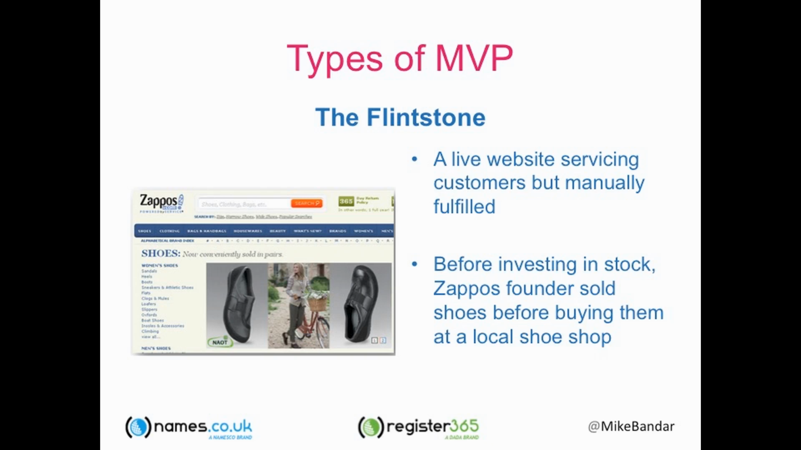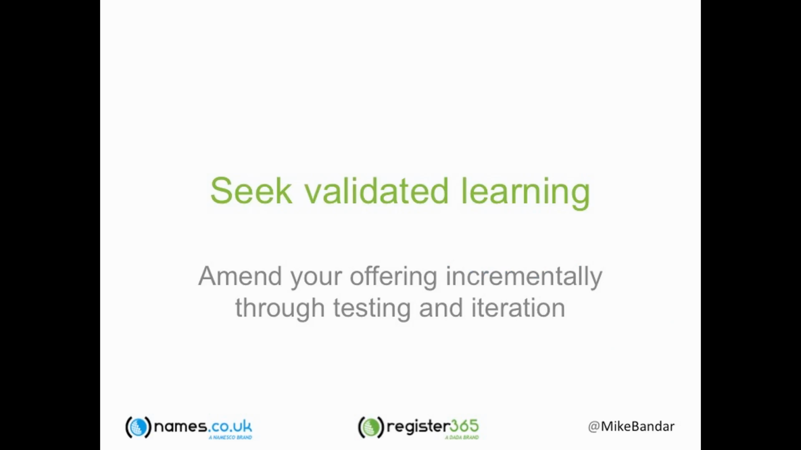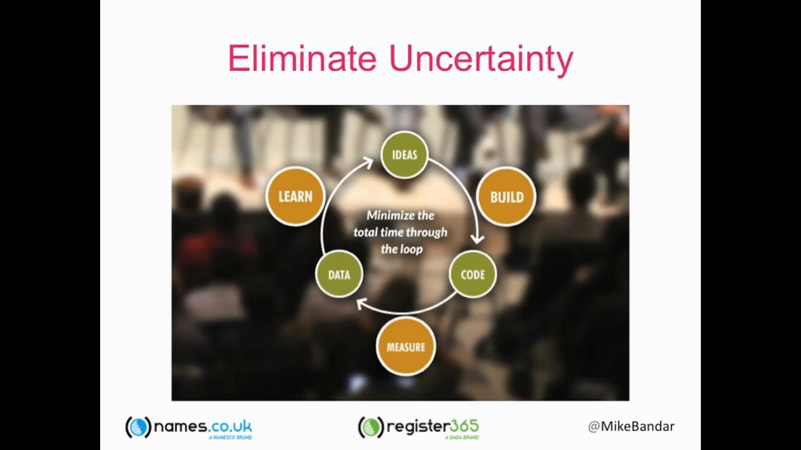And also then to amend your offering incrementally through testing and iteration. So in the case of Zappos, the shoe retailer, he wasn't trying to make money by every shoe that he sold, but he was trying to seek the validated learning that yes, people are buying a pair of shoes and they're coming back to buy another one because they like the customer service. And this then fits back into the whole process of eliminating uncertainty. We have an assumption, we build out the minimum viable product, we measure how people react to it. We use that data to learn about whether or not that assumption is true or false, and then we create another idea, or develop the concepts off the back of that.